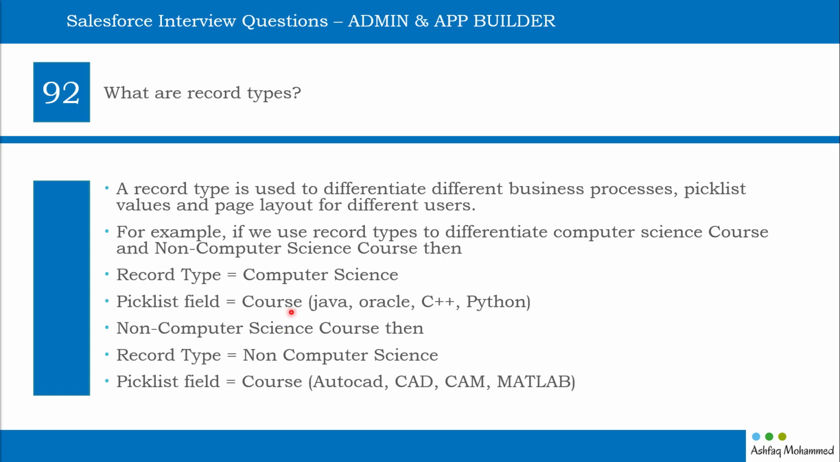In this course field I'm seeing values such as Java, Oracle, C++, Python. It is not a different field, it is the same course field. But when I select record type equals non-computer science, it shows me AutoCAD, CAD, CAM, MATLAB. These are the extra courses which I'm giving to non-computer science people. So this is where record types are important. Just go ahead and try this as well and see how the picklist values change when you select different record types.